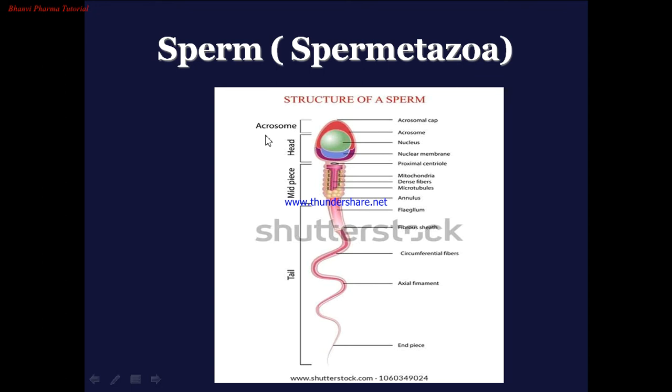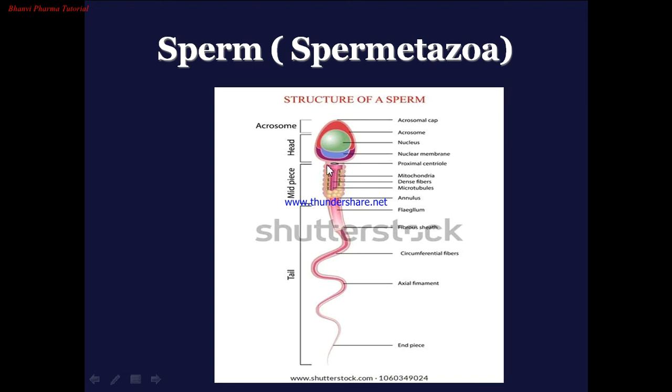First, the head part contains the acrosomal cap. The acrosome is one of the enzymes. Next, the second part is the acrosome. This is the acrosomal cap, and inside the cap is the acrosome. Next, the center of the head is the nucleus, and below the nucleus is the nuclear membrane.